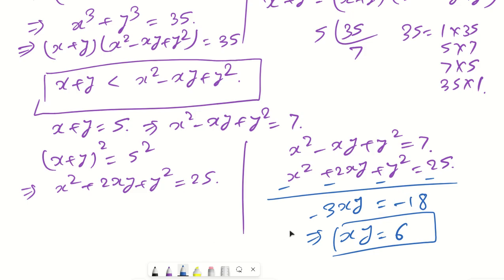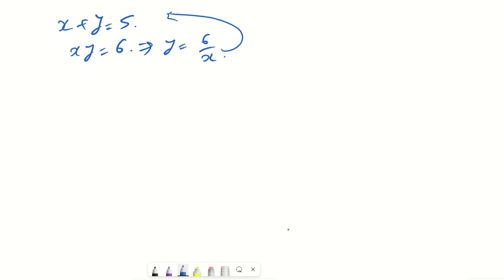Now we have two equations. From here we can write it down. Let us say y is equal to 6 by x or x is equal to 6 by y. So we have two equations: x plus y is equal to 5 and xy is equal to 6. That is y is equal to, let us say, 6 by x. So by putting this one into this equation, what will happen? My x plus 6 by x is equal to 5.